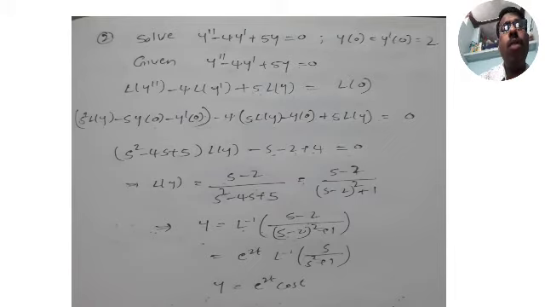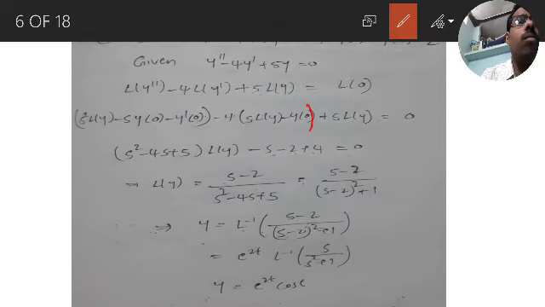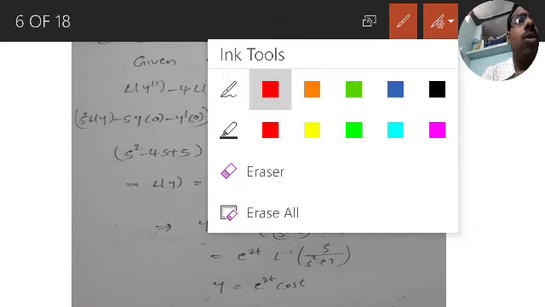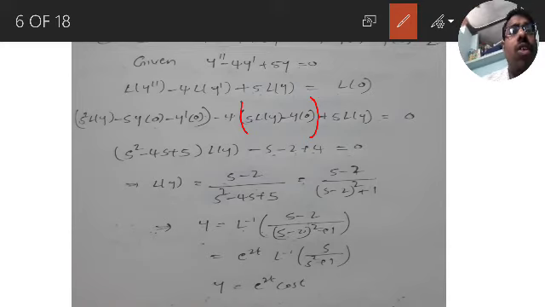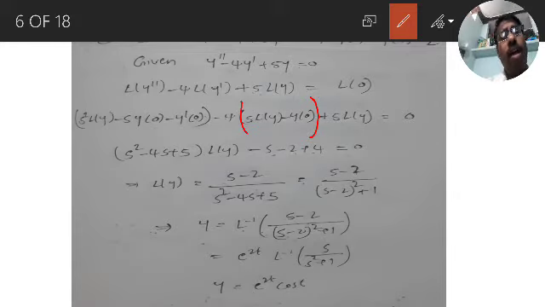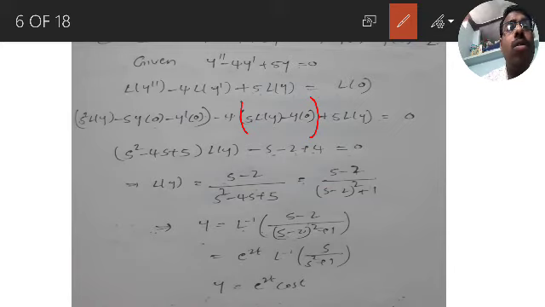L of y double dash formula is s square L of y minus s into y of 0 minus y dash of 0, minus 4 into L of y dash formula, again here s into L of y minus y of 0, plus 5 into L of y is equal to 0. Take L of y common. If you take L of y common, you will get s square minus 4s plus 5. Other terms, put y of 0 is equal to 2 and y dash of 0 is equal to 2. You will get minus 2s minus 2 plus 8 is equal to 0.